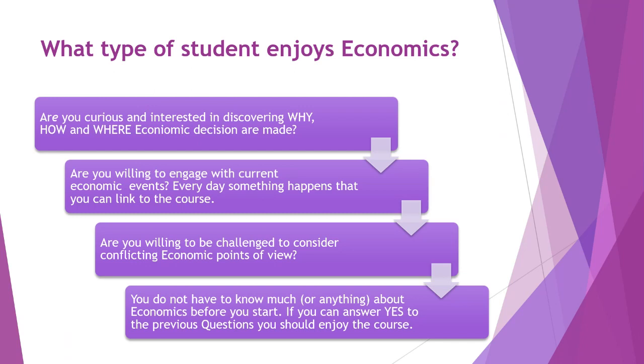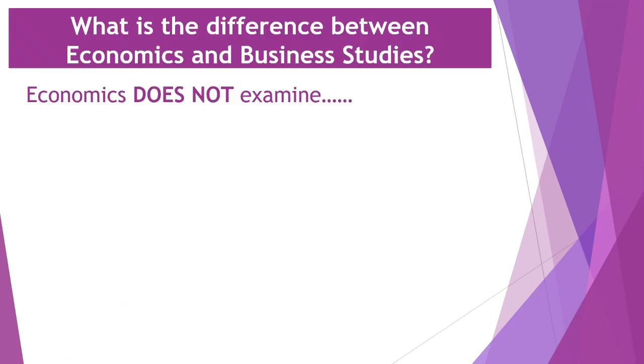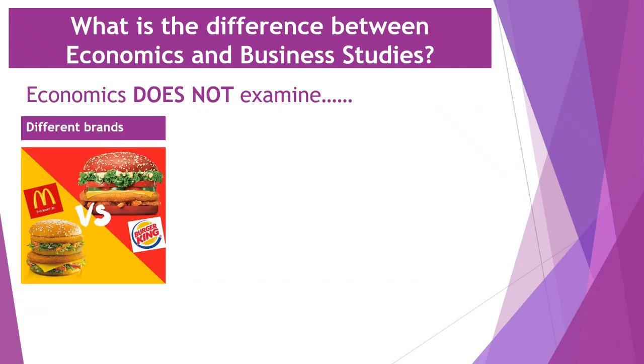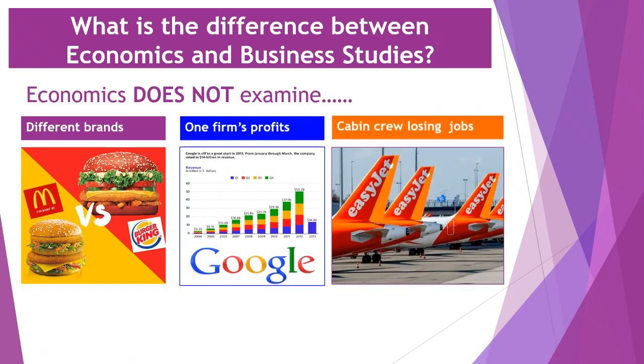Now, one of the questions that they always seem to ask when we have our open evenings or open days is, what's the difference between business studies and economics? So we've got certain scenarios here. In business studies, we look at the individual businesses themselves. They look at the individual brands themselves. So you have McDonald's versus Burger King. If you look at Google, just look at their profits. Or EasyJet losing their workers. Whereas in economics, we don't distinguish between brands.